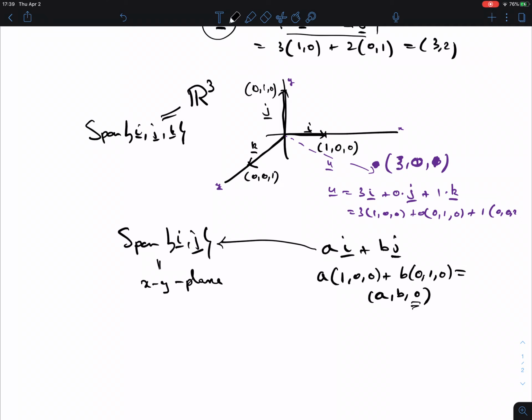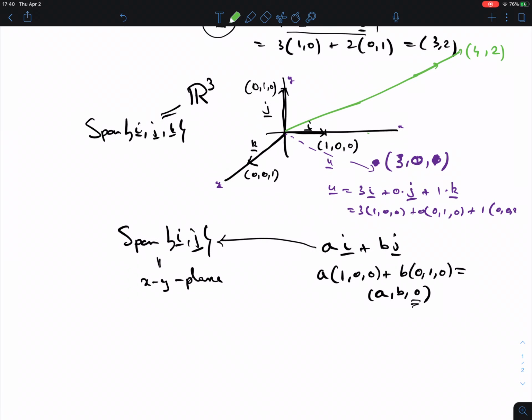So let's now take one in the plane. I'll make this a green one. So this is a green vector in the plane. Let's pick it somewhere here. Somewhere, I guess, the y coordinate is 2 and the x coordinate is 4, something like that. Okay, all right.